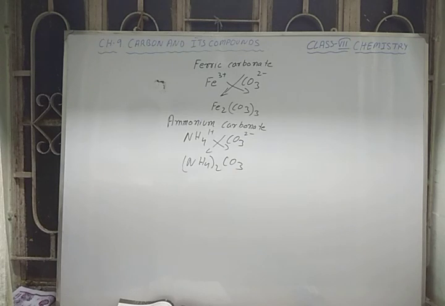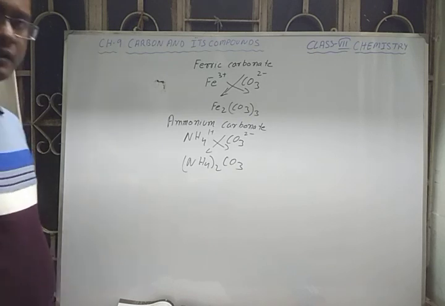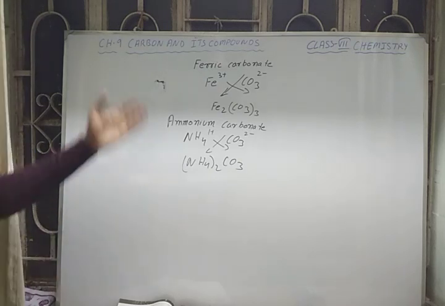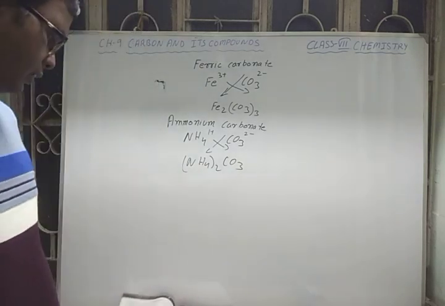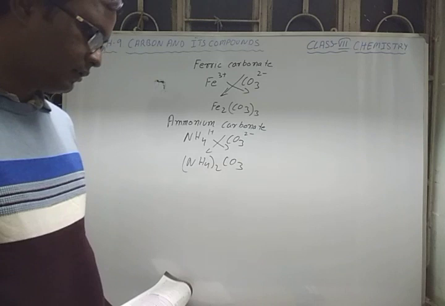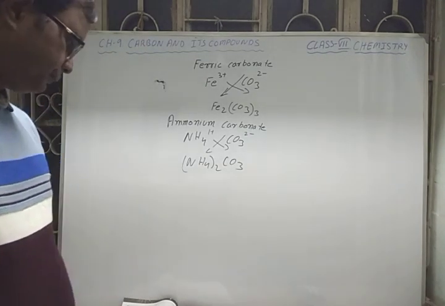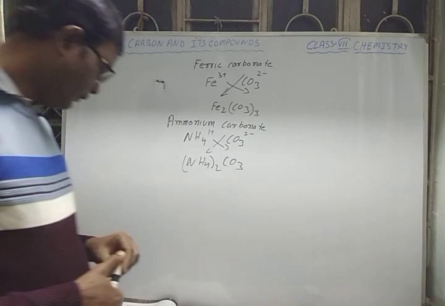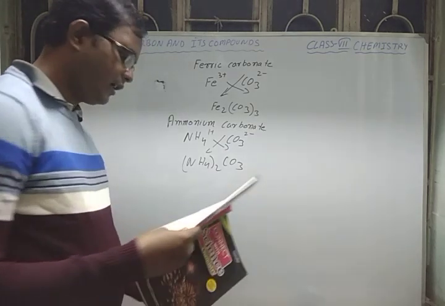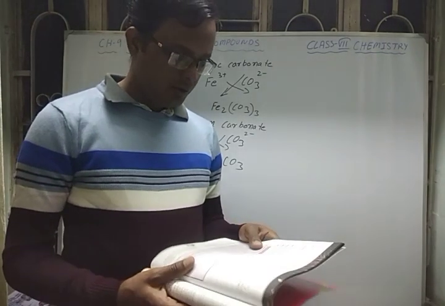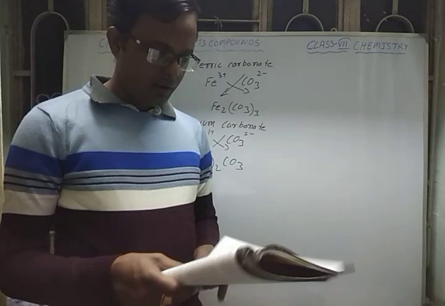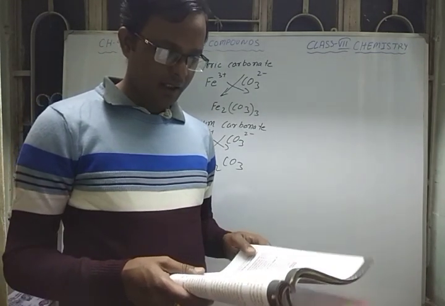In a similar way we can make other formulas also. For that you have to remember all the radicals with their valency. If you remember, in this way you can easily frame the chemical formula. Now another important thing in your chapter is the significance of valency. As you know, the combining capacity of an element is called valency. So it has many significances. What significance does it have?